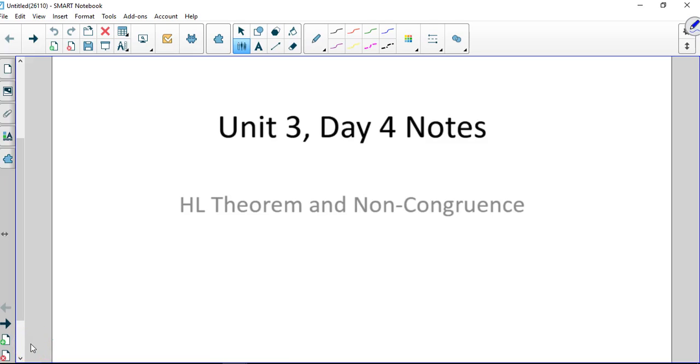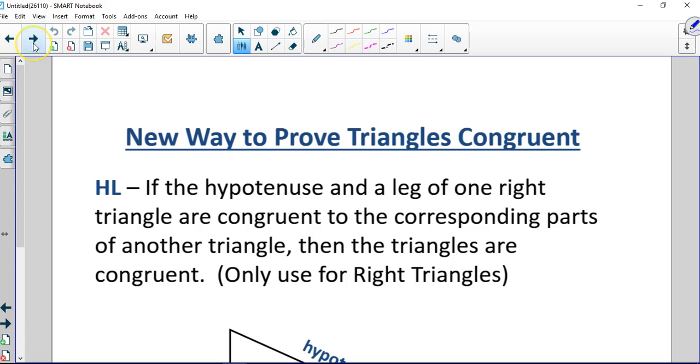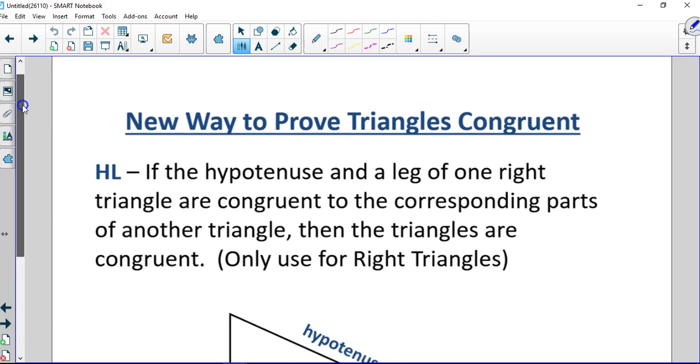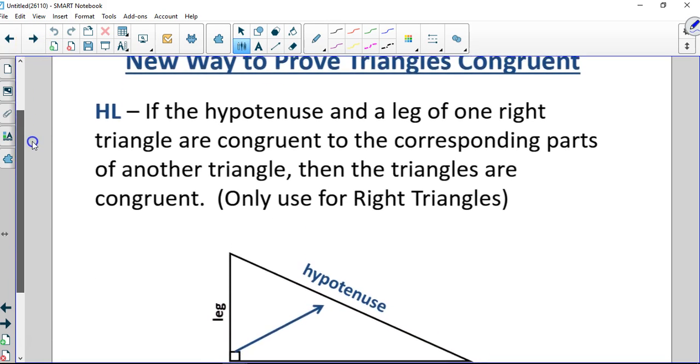Okay, Unit 3, Day 4 notes. The HL theorem and non-congruence. So, we're going to have a new way to prove triangles congruent, HL.